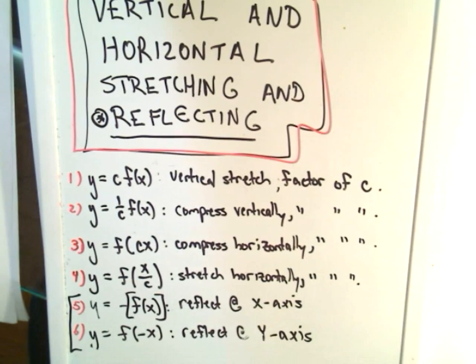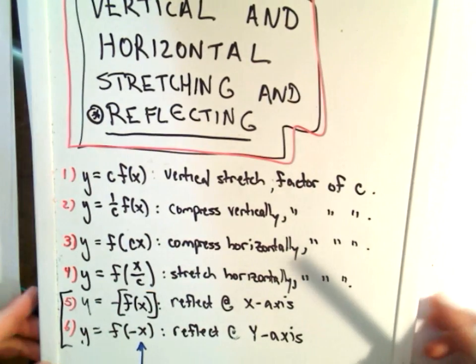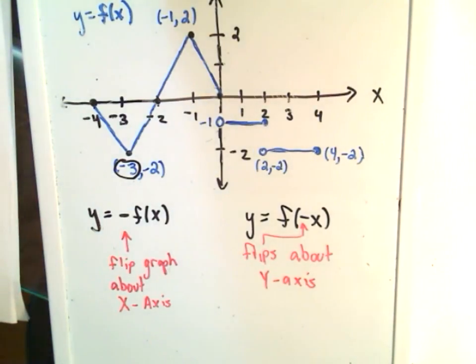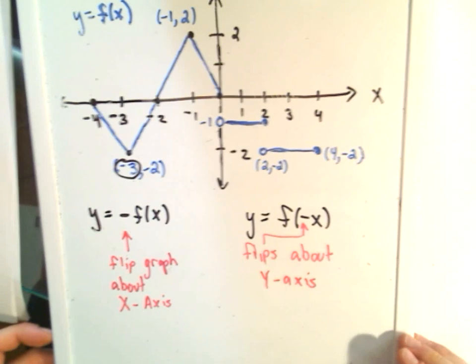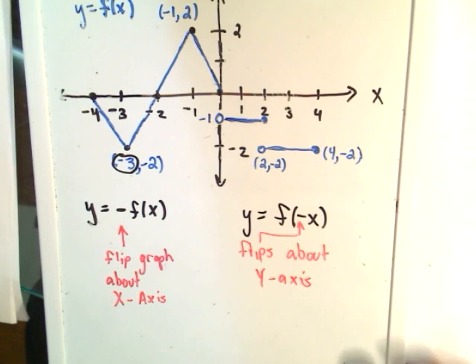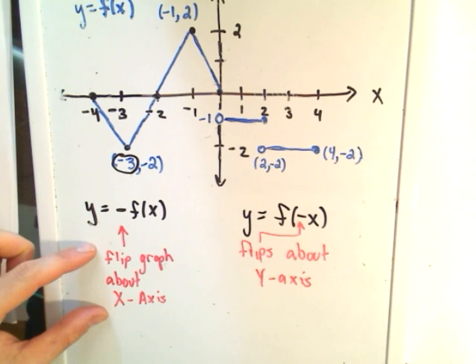If you replace all of your x's with negative x's, you're going to reflect about the y-axis. So kind of generally, this will probably be the easiest of all of them, just a general idea. Again, if the negative's on the outside, it flips it about the x-axis.